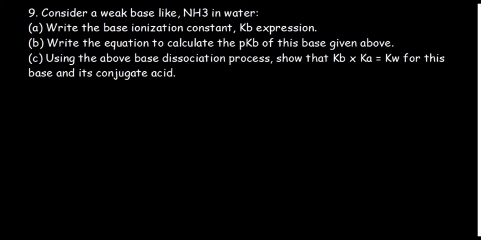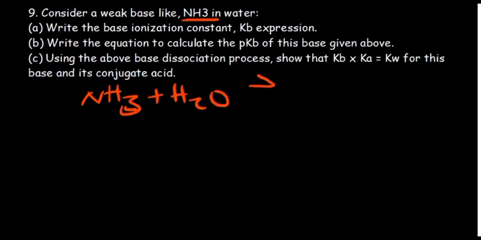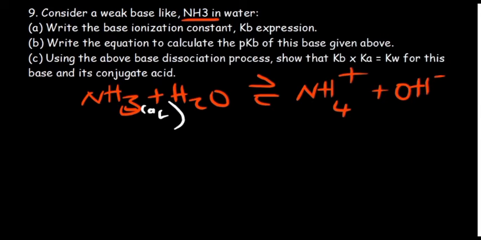Question 9. Consider a weak base like NH3 in water. Write the base ionization constant Kb expression. So a weak base NH3 is basically supposed to gain a proton, of course. So dissociation in water, so let's show that, plus water, so it's going to gain a proton. The water is going to become a hydroxide. So this is in aqueous state, the water is in liquid.